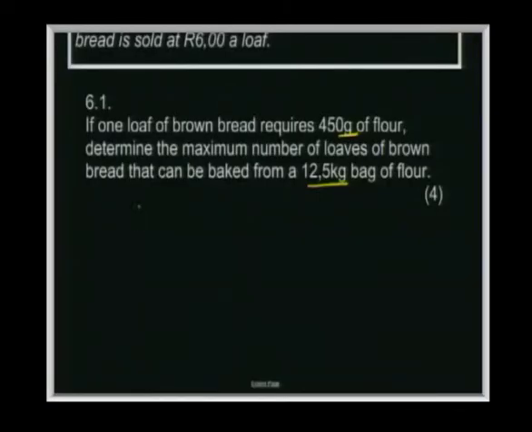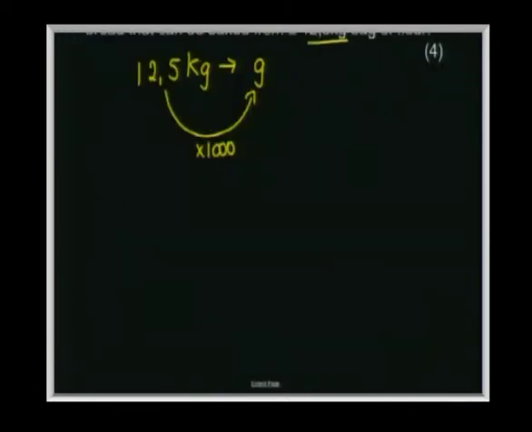flour. So the best thing I need to do is change the 12,5 kilograms. I'm going to change it into grams. And in order to convert from kilograms to grams, I need to times by 1,000 because there are 1,000 grams in a kilogram. So let's do that. So if I times 12,5 times 1,000, I should get 12500 grams. So this is my total amount of flour.